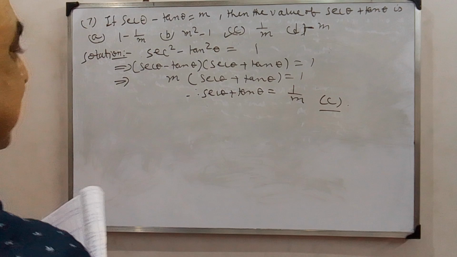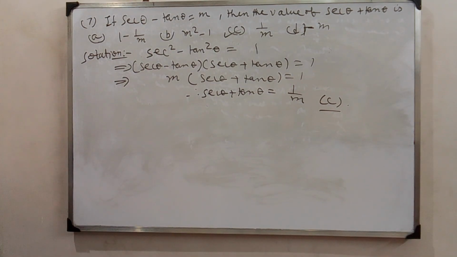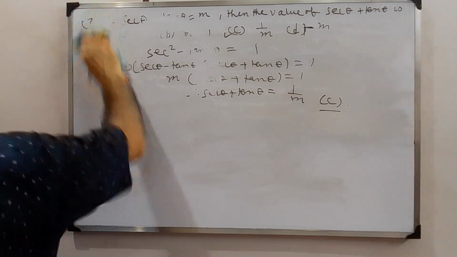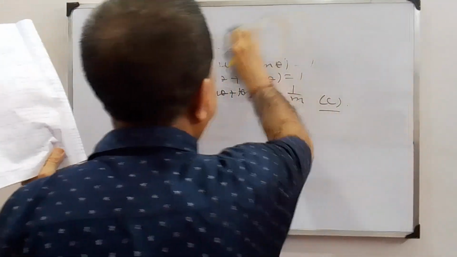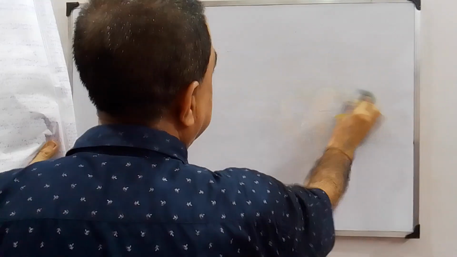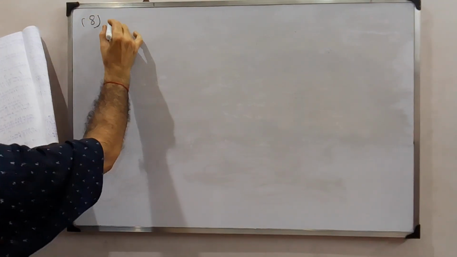Now we will be doing question number 8. Number 7 is completed, now I will do number 8. So the 8th question is saying like this. See here, number 8. I am writing the question on the board.